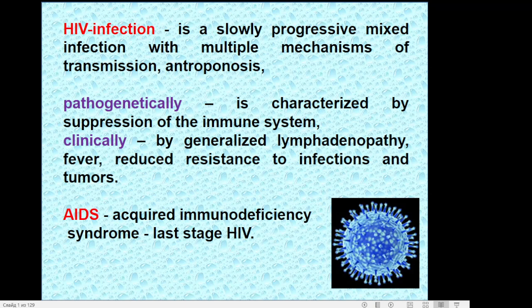So HIV infection is a slowly progressive infection with multiple mechanisms of transmission, belonging to anthroponotic infections, characterized by suppression of the immune system. Clinically, there are a lot of clinical signs of HIV. Some classical signs, such as generalized lymphadenopathy, fever of unknown origin, and reduced resistance to infections and tumors, are the more classical ones. AIDS is the last stage of HIV only.